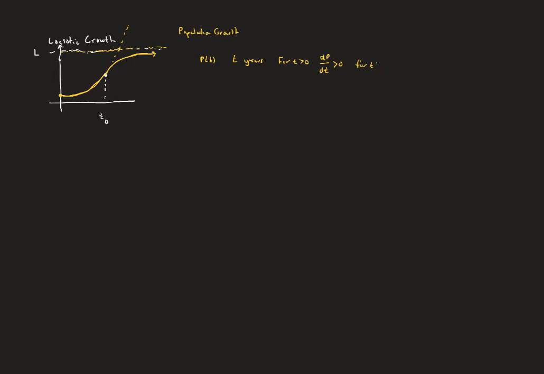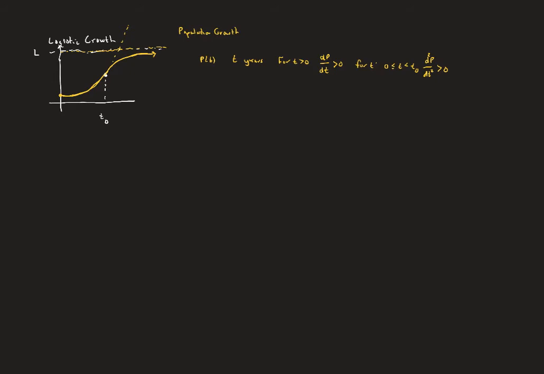I want to say for t that is greater than or equal to 0 but less than t sub 0, our second derivative, which we write as d squared p dt squared, is going to be positive. So the population growth is increasing.